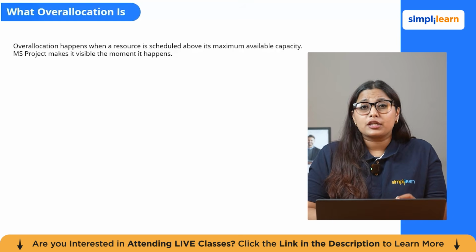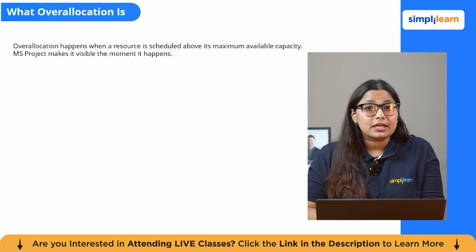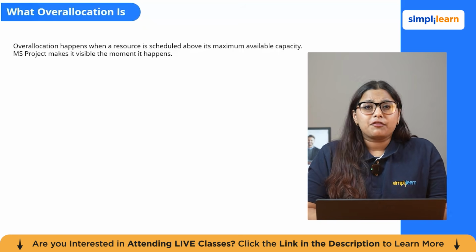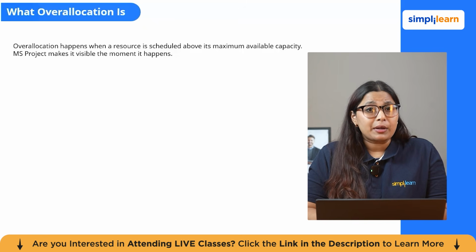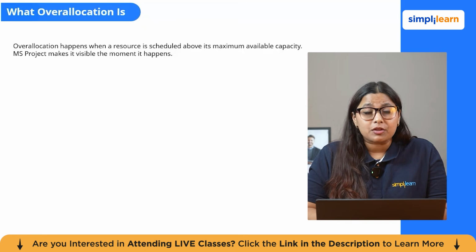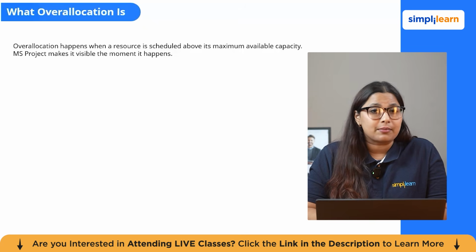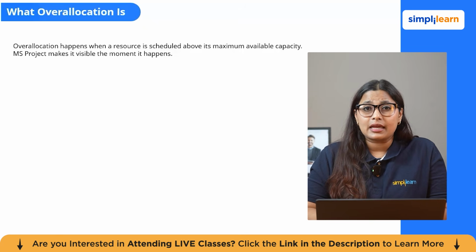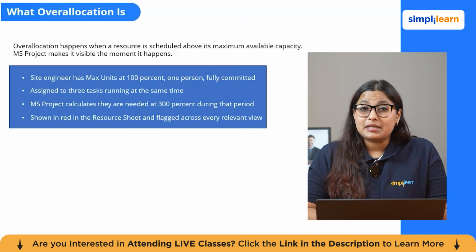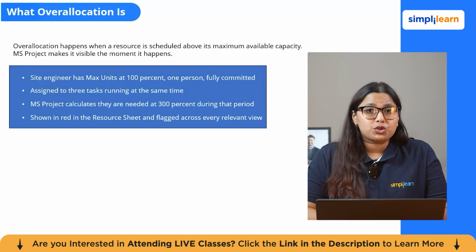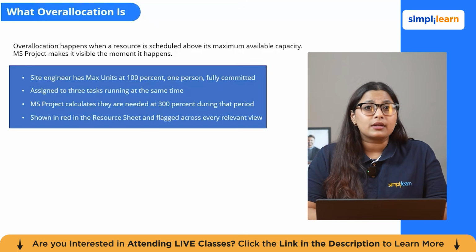Over-allocation happens when a resource is scheduled to work at more than its maximum available capacity during a given time period. If your site engineer has max units set at 100%, meaning one person, and you assign them to 3 tasks that all run at the same time, MS Project calculates that they are needed at 300% during that time period, which means they are over-allocated. MS Project shows this in red in the resource sheet and flags it throughout the relevant views.